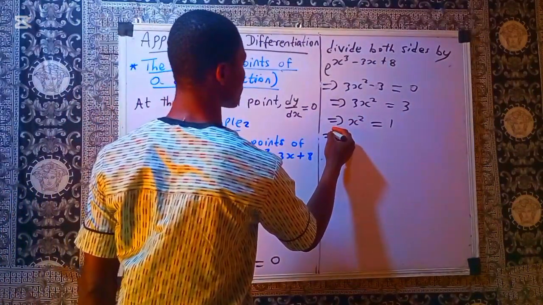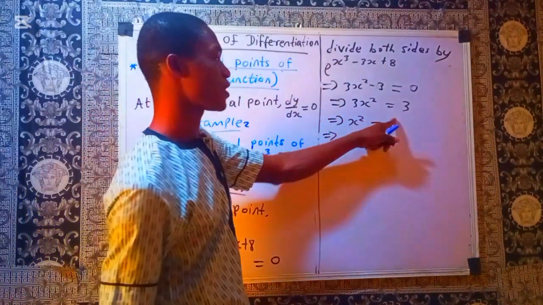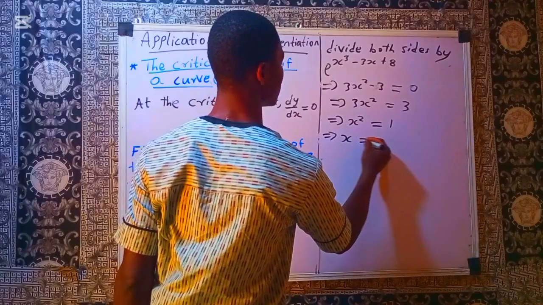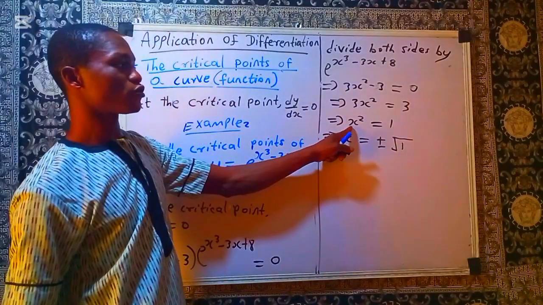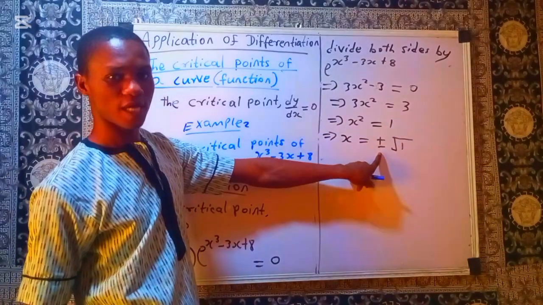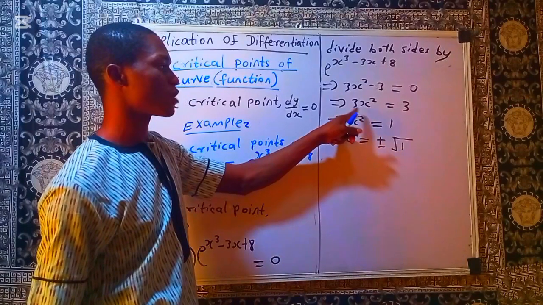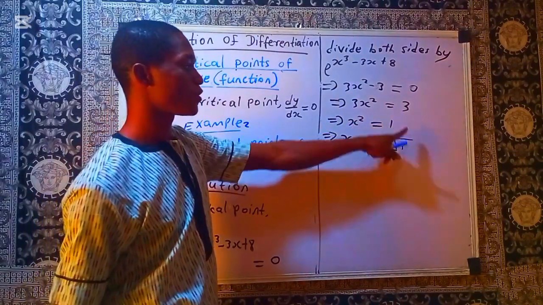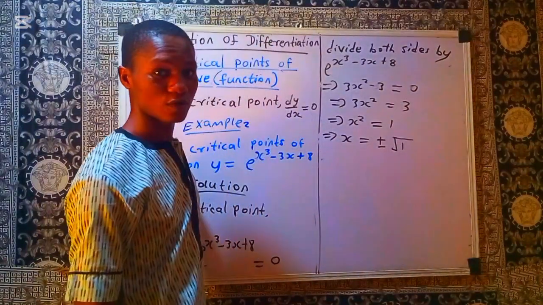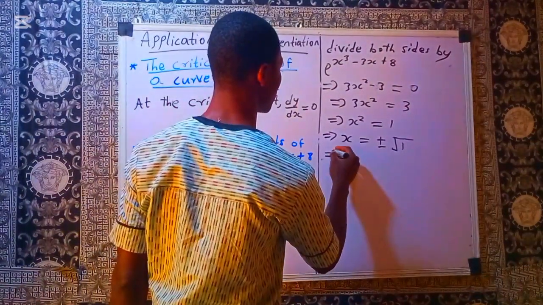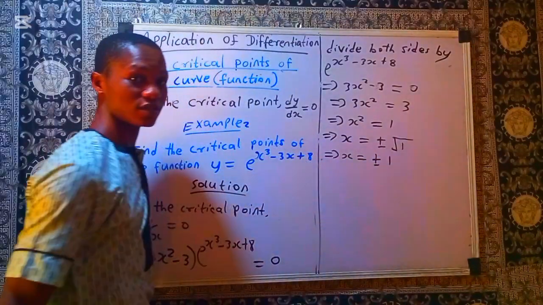So this implies I can take the square root of both sides. Take the square root of this, take the square root of this. So this implies x equals plus or minus the square root of 1. If you are taking the square root of both sides, you are going to put plus or minus here. The square root will cancel the square, leaving x. Remember, the square root of 1 is 1. So this implies that x equals plus or minus 1, because the square root of 1 is 1.